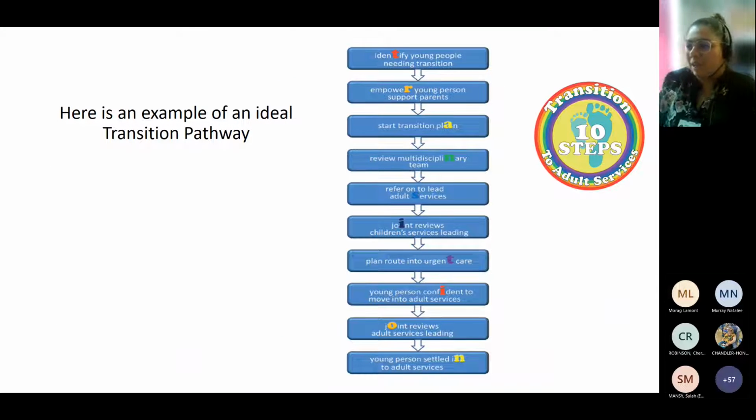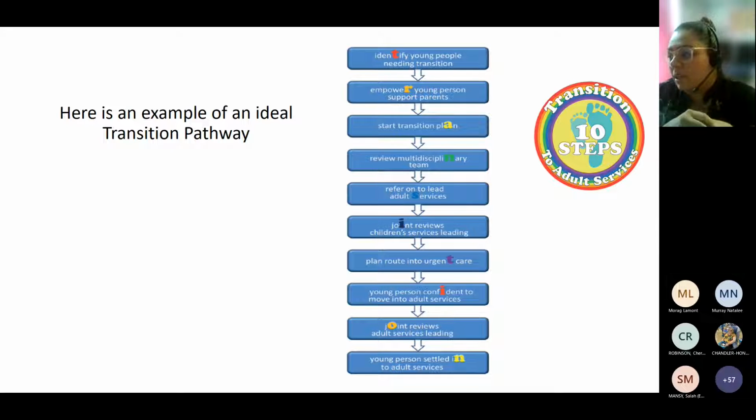So I've just got a little example here of a flowchart of an ideal transition pathway. Like I said, it unfortunately doesn't always happen like this, but this is what we strive to achieve. We identify the young person that needs transitioning and empower them, and support the parents with this as well, and start transition planning. I found through experience that actually the work comes first with the parents: we're going to start transitioning your child into adult services and talking about these things, for them to have time to prepare, and then you start addressing the child. So it's really working with the family as a whole and their expectations as well.